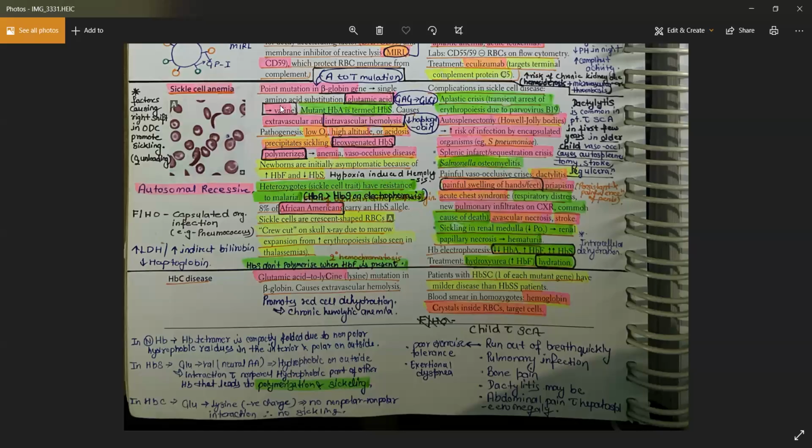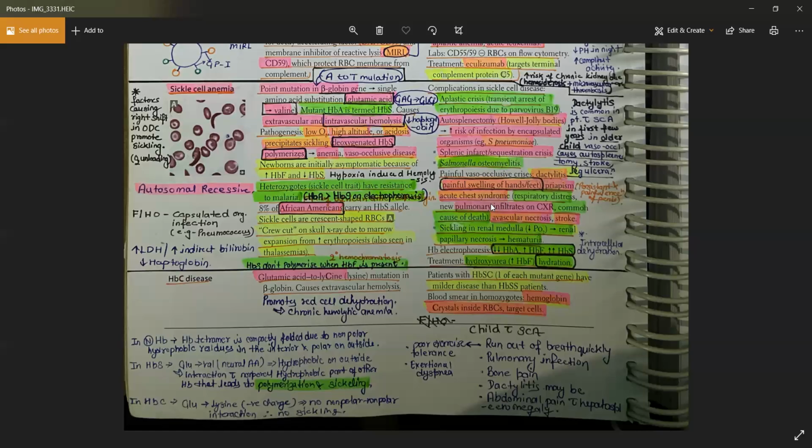Now, because of the sickling of these cells, ultimately you will be having the vaso-occlusive crisis, in which you can have dactylitis, which is a painful swelling of the hands and feet because of the vaso-occlusion, right? You will have a loss of blood supply. You will have priapism, which is an ischemic priapism, right? You will have acute chest syndrome because a vessel in the chest, in the lungs, gets blocked, right?